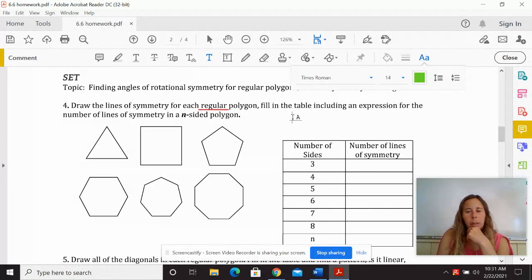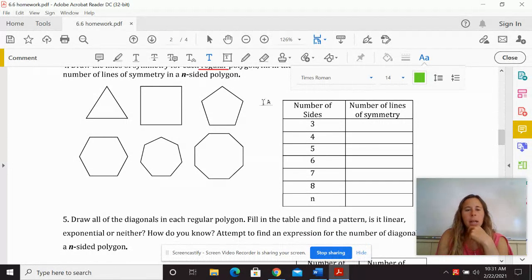Fill in the table, including an expression. Okay, this I gave you in class, the last part. But anyways, so we have a triangle. Remember, we'll see how they write it in the book. Oh, they just do n equals n. Okay, so number of sides equals number of lines of symmetry. So however many sides there are, that's how many lines of symmetry there are. If you want to use a different variable, you can.